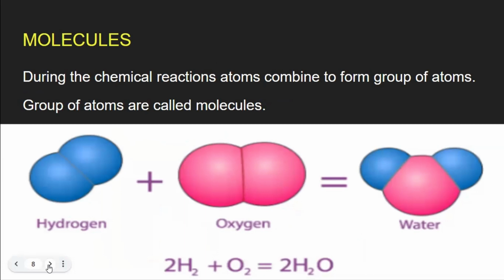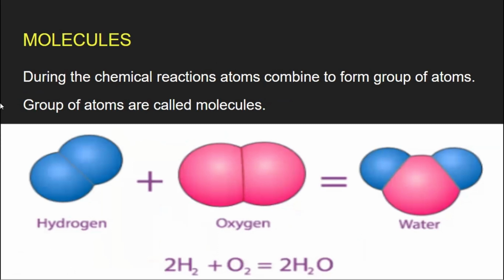Now, what is a molecule? During a chemical reaction, atoms combine together. You can see here in the picture, hydrogen and oxygen combine together. Actually, hydrogen here is not a single atom. This is H2, a molecule of hydrogen, and this is O2, the molecule of oxygen. So what is this H2 actually made up of? Two hydrogen atoms chemically combined together. What is this O2 made up of?